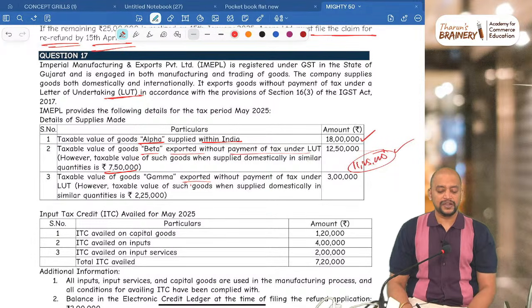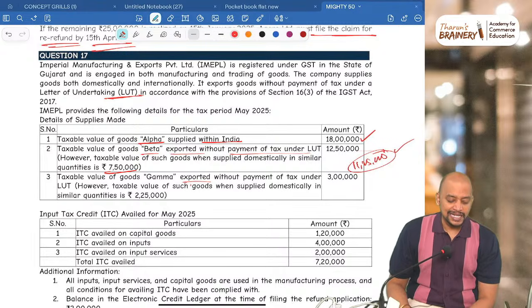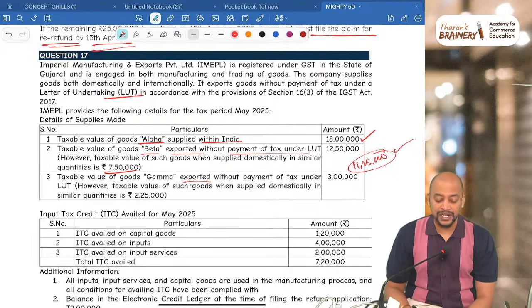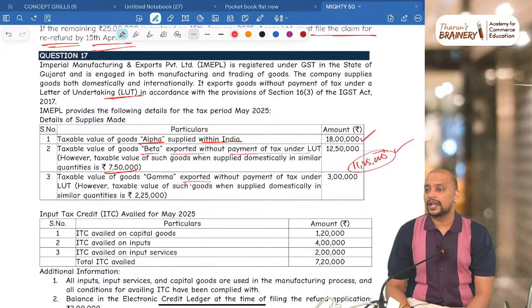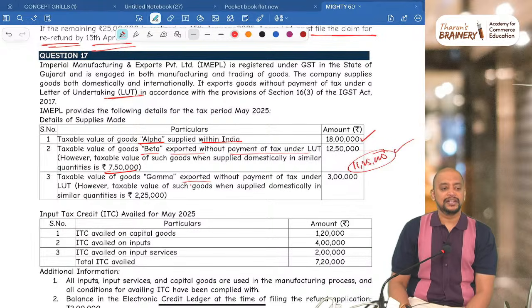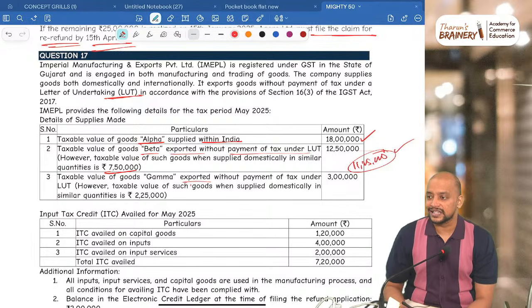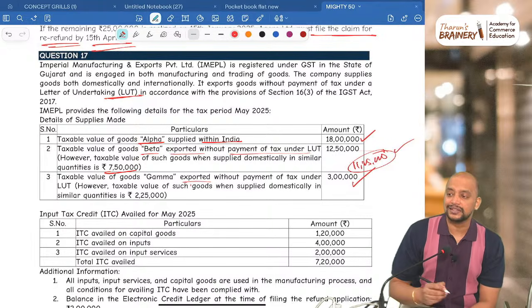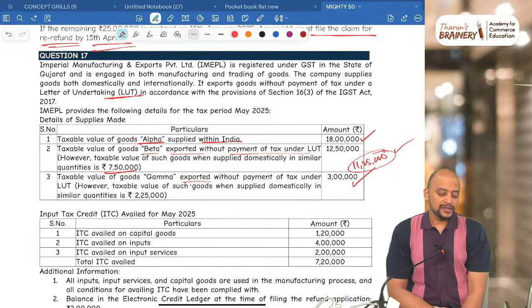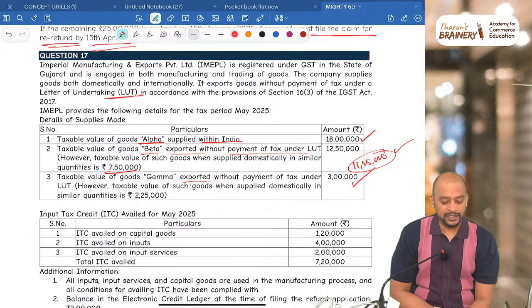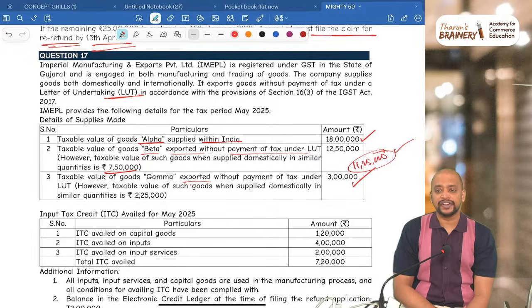However, taxable value of such goods when supplied domestically in similar quantities is 2 lakh 25,000. Again you take 2 lakh 25,000 into 1.5. Definitely it is more than 3 lakhs. So whichever is lower will be 3 lakhs. And so we have got 2 export turnover, 1 domestic turnover, and we need to compute the refund of ITC on account of zero rated supplies.